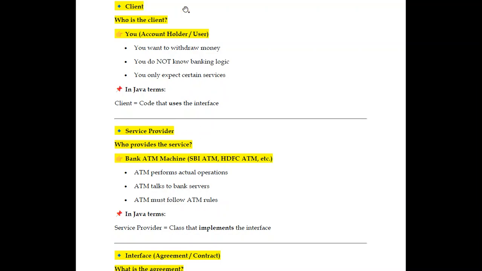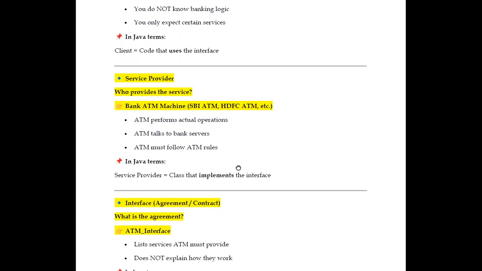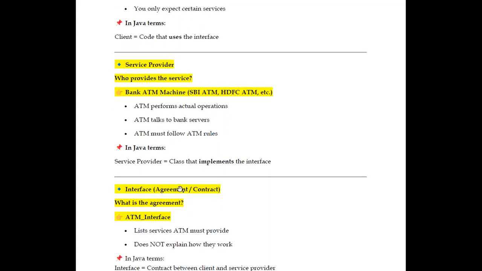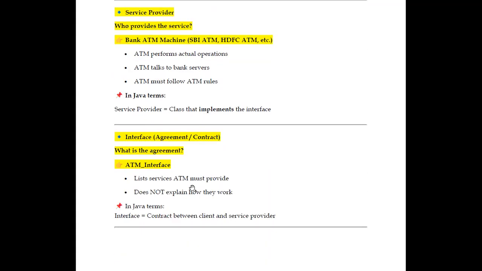So the code that uses the interface, because we are the user, is going to utilize the services. The service provider is going to perform all these actual operations, whatever the bank does. Okay, so checking the PIN number, withdrawing the cash. All these things they have to follow, connecting with the bank servers, following the ATM rules. The interface just lists the services. What the ATM must provide should be decided by this ATM interface.